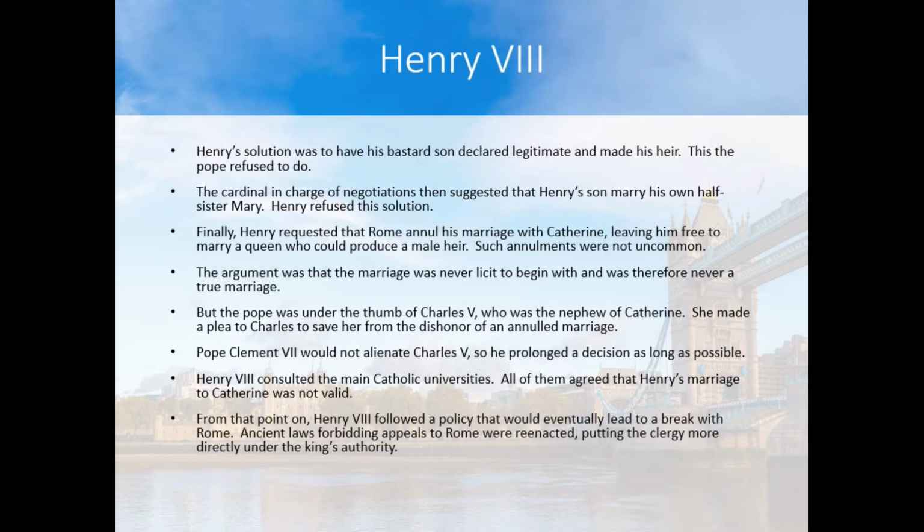From that point on, Henry VIII followed a policy that would eventually lead to a break with Rome. Ancient laws forbidding appeals to Rome were reenacted, putting the clergy more directly under the king's authority. So the king basically said, if you don't agree with me, you can't appeal to Rome. You can't go to the Pope. You can't get the Pope to intercede for you. You're going to have to work it out with me. Well, that takes those church leaders and puts them way more beholden now to Henry than they are the Pope.